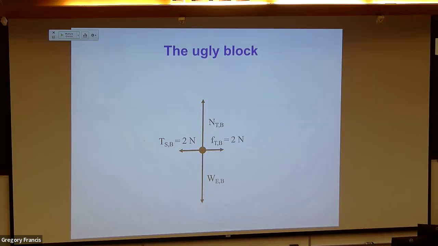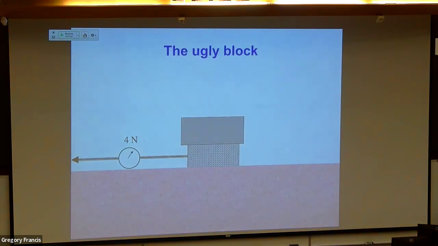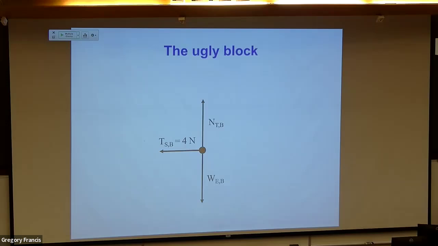No, that friction force has to be exactly 2 newtons, by Newton's second law with 0 acceleration. Now, if instead I had pulled with 4 newtons and it didn't go anywhere, still not moving, now my free body diagram is going to look like this. Well, is that static friction 2 newtons or 4 newtons?